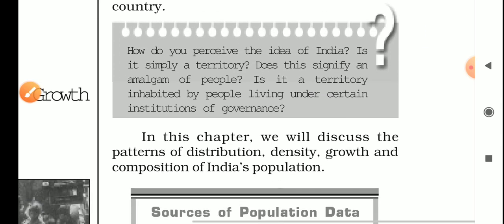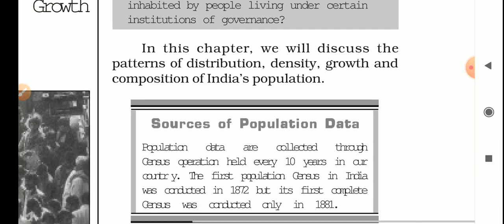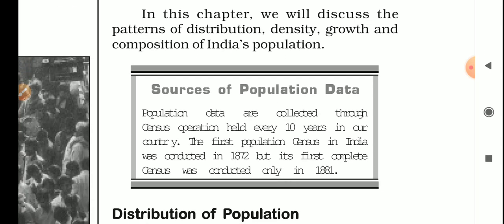Then how do you perceive the idea of India? Is it simply a territory? Does this signify an amalgam of people? Is it a territory inhabited by people living under certain institutions of government? So this is about how you visualize the idea of India. Actually, India is the people who live in it, the territory, the political system, the society. All these things can be included in the idea of India. In this chapter, we will discuss the pattern of distribution, density and growth and composition of Indian population.